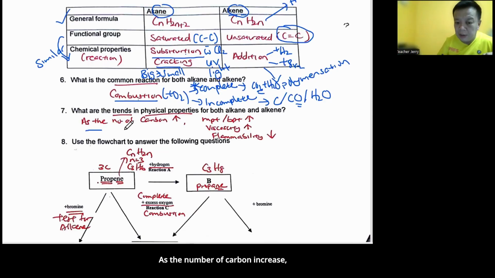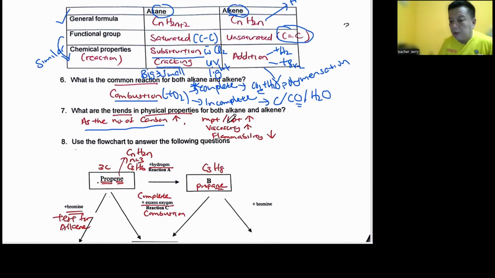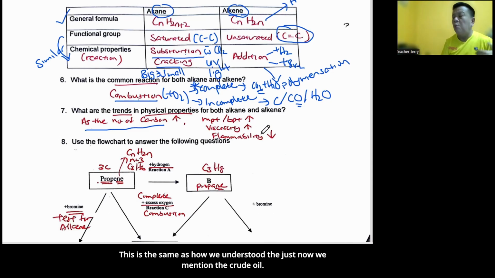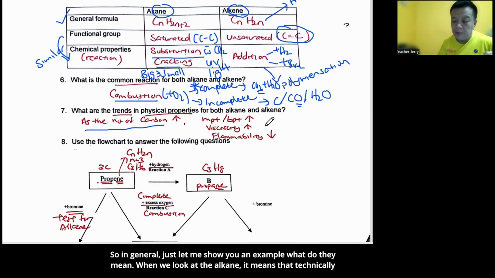As the number of carbon increase, now you know already, alkane, you got methane, ethane, all these, the melting point, boiling point increase, the viscosity increase, the flammability decrease. This is the same as how we have understood the fractionation. Just now we mentioned the crude oil, the fractional distillation of crude oil. And this is the same for both alkane, alkene. So in general, just let me show an example.